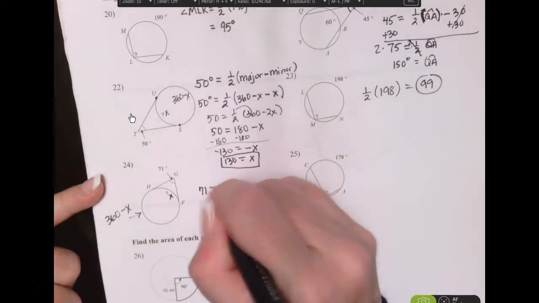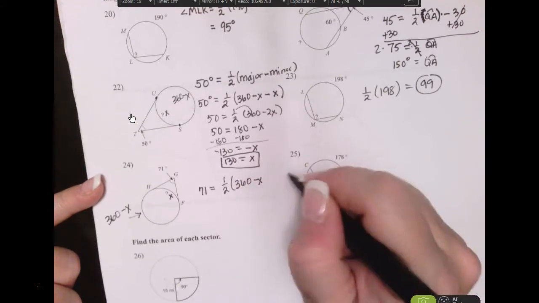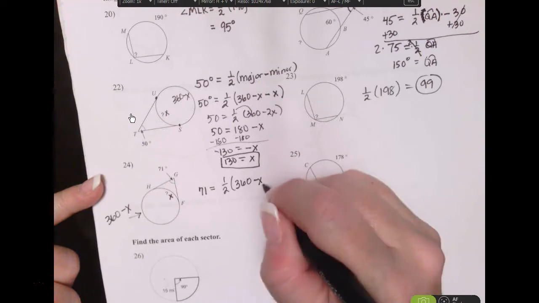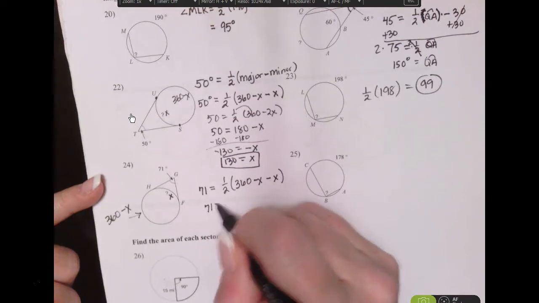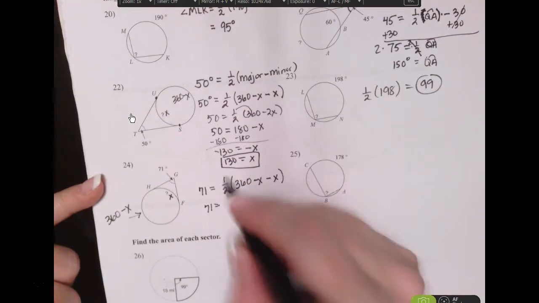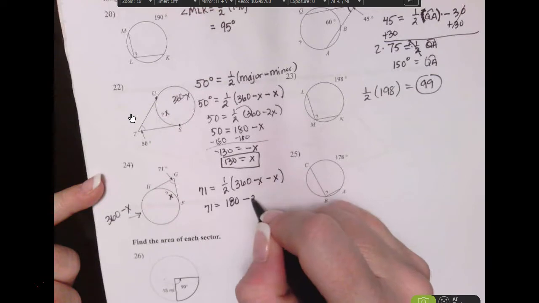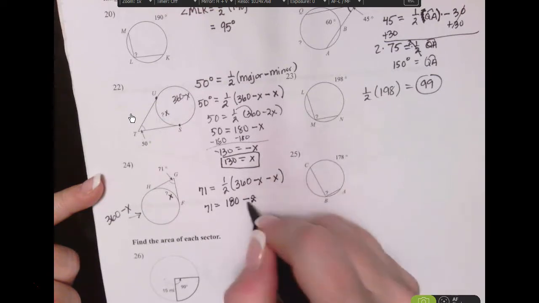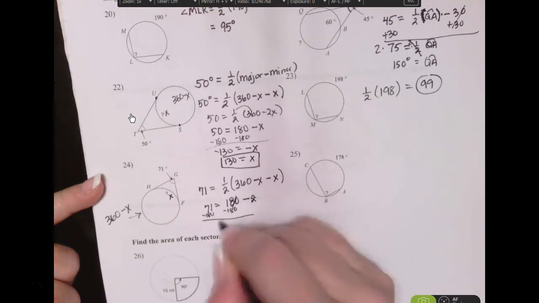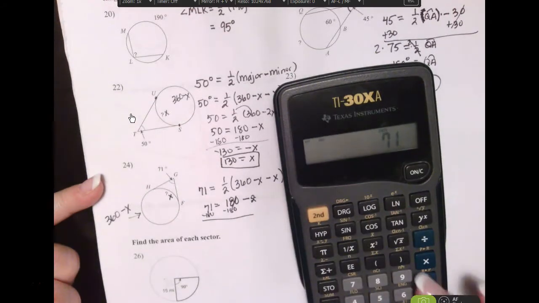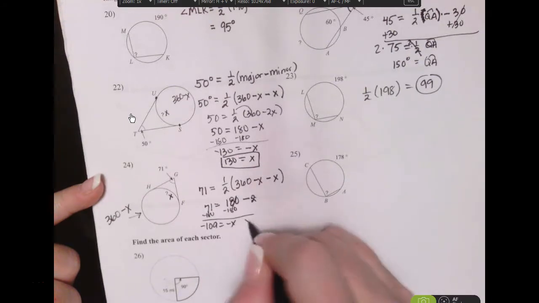So my angle equals half of the major, which is the whole 360 minus x, and then that minus the minor, which is minus x. So I'm going to just think of that as 360 minus 2x, and half of 360 is 180, and half of 2x is just x. So subtract 180 from both sides, and we get 71 minus 180. Negative 109 is negative x, so x is 109.